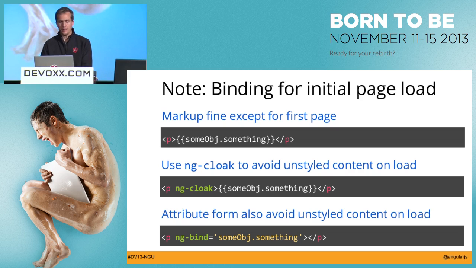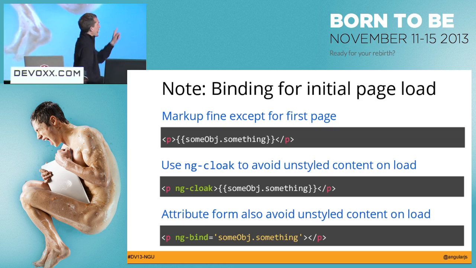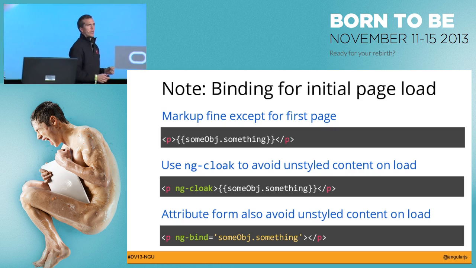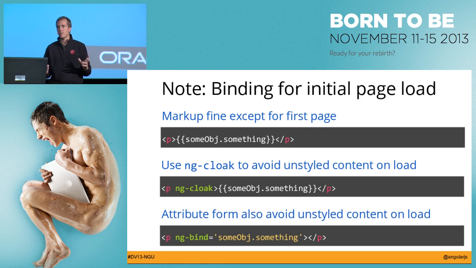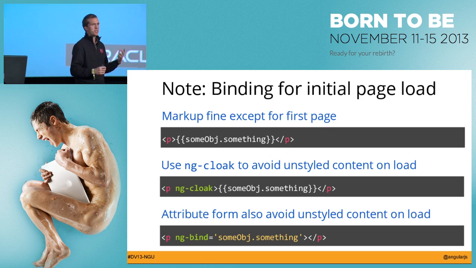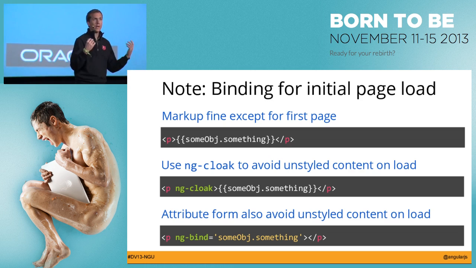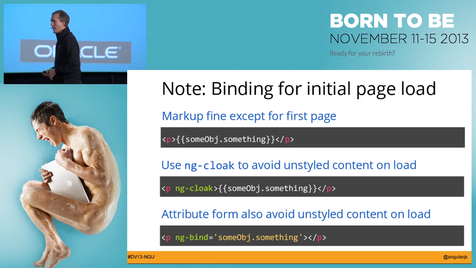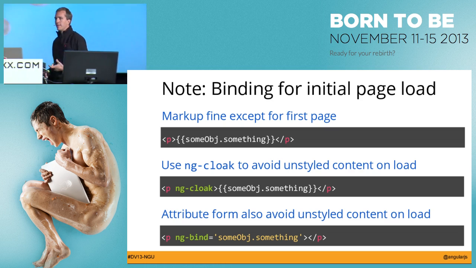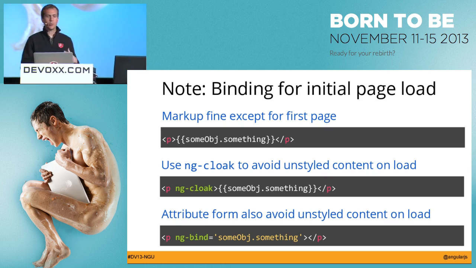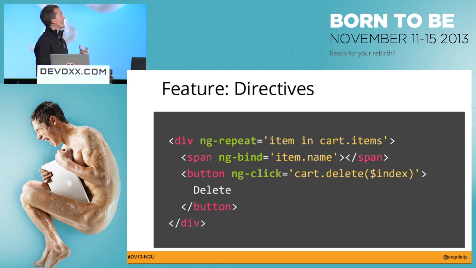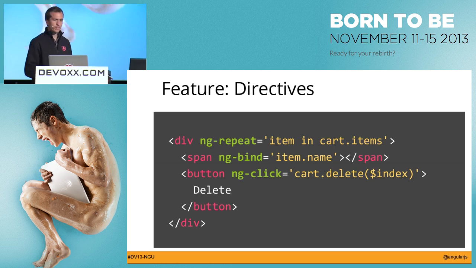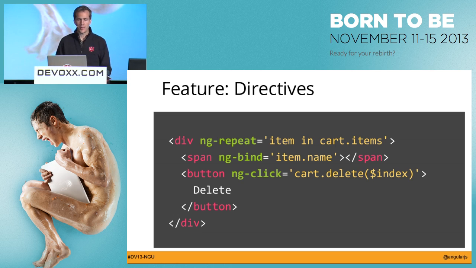And so to prevent that, what we can do is we can put a special attribute called ngCloak on any element where I'm using these double curlies. And it will hide that. And there's just a selector that sets display to none, and then when Angular kicks in, we remove that so that it displays. There's an alternate syntax where I can do it through an attribute called ngBind, where I can say ngBind equals some object.something. And this is equivalent to exactly what's above it. Just different ways to do the same thing.